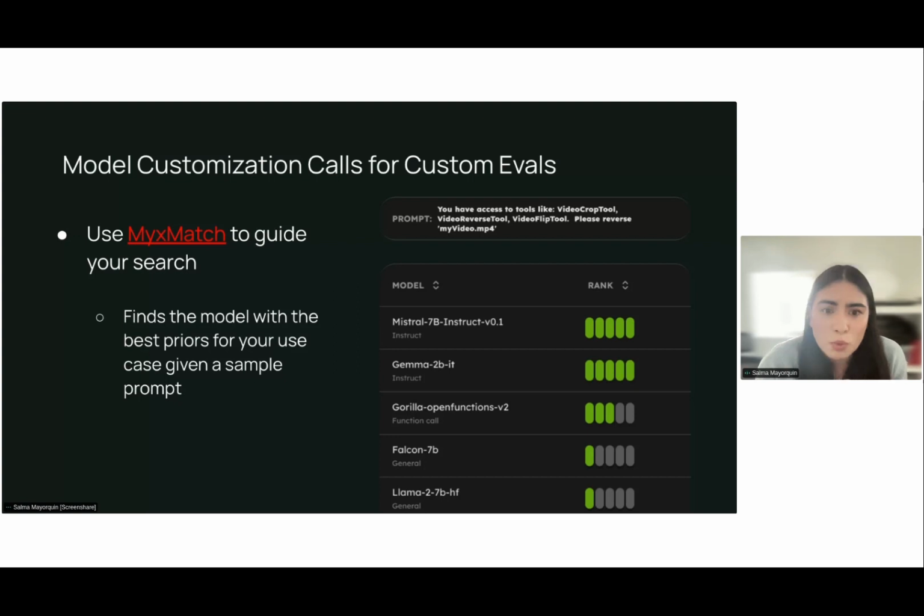Which base model should I start off with that has the best priors for, for example, instruction following, and perhaps instruction following with the coding context in the background? So Mix Match essentially takes that prompt and then tries to predict which base model has the best priors for the task that you're going to ultimately train it for. In this case, a Mistral 7B Instruct was the better choice out of the variety that we ranked.